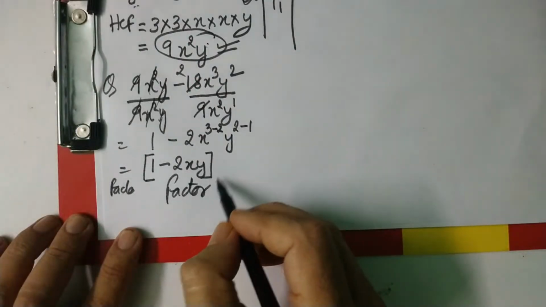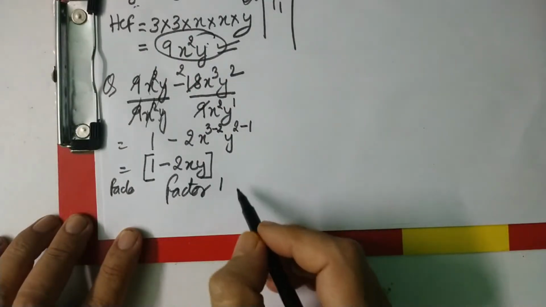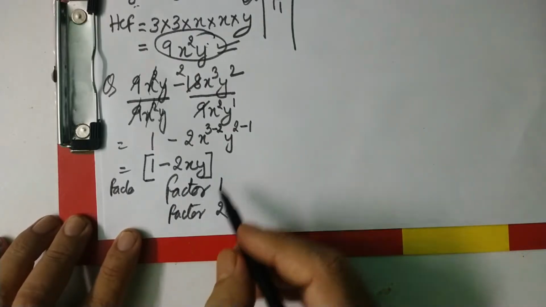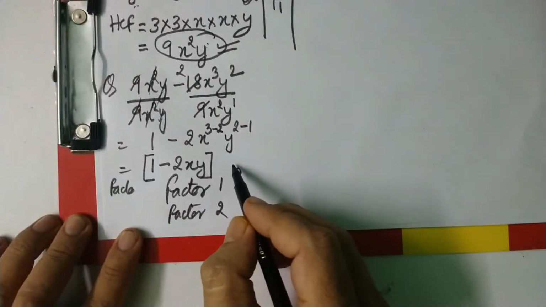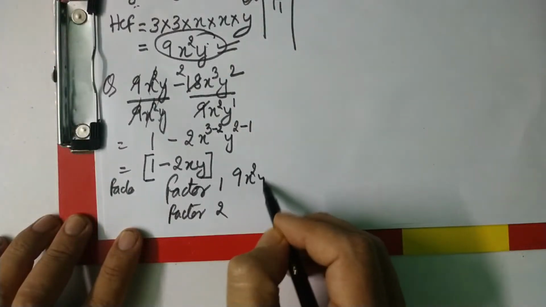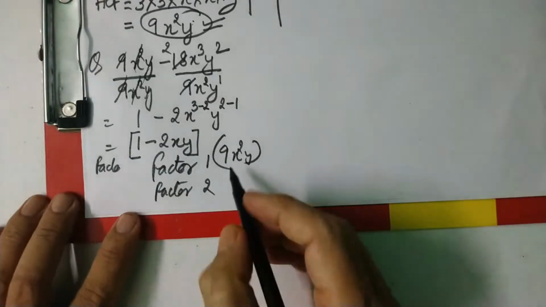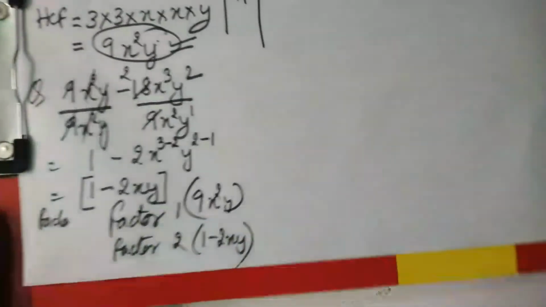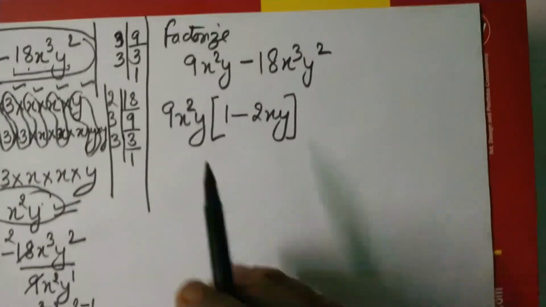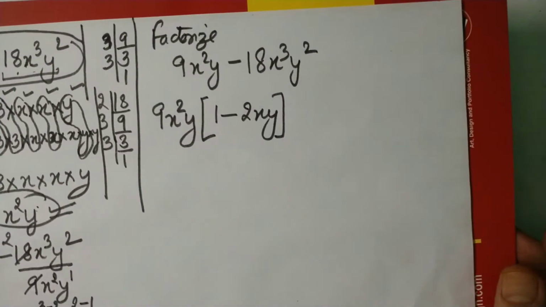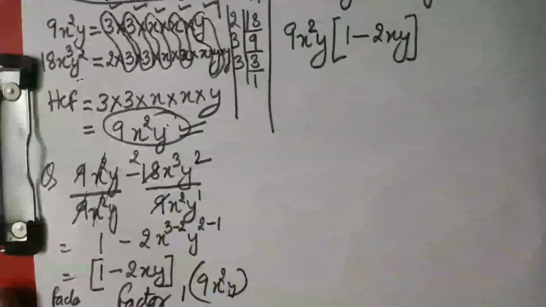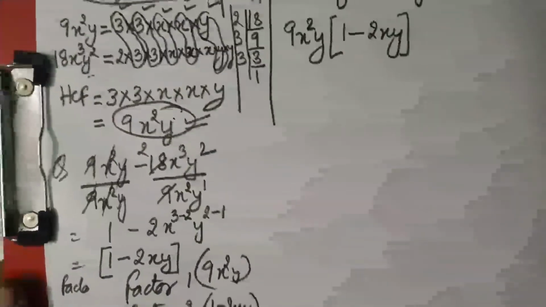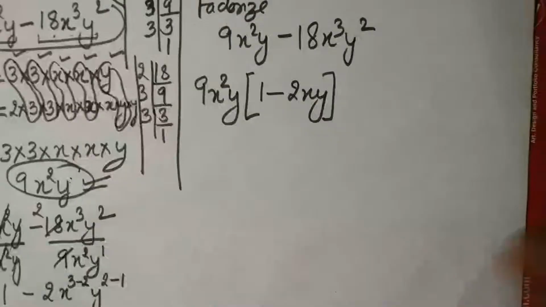So this is my factor number 1, and there are two factors I have got. Factor number 1 is the HCF, which is 9x square y. This is my first factor, and the second factor is 1 minus 2xy. So there are two factors, and these two factors are written like this. So we don't show all this long step. I have just told you to understand how we factor, how we get this number.